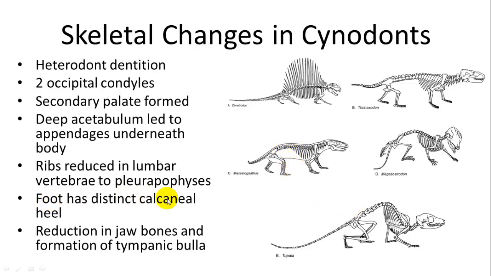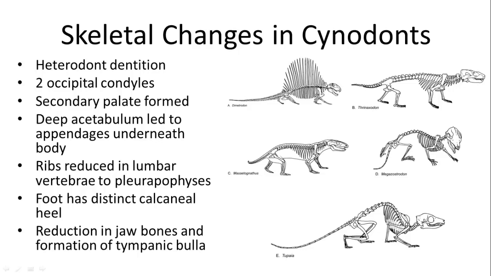You also have a foot with a distinct calcanean heel. That allows for your Achilles tendon to form, again allowing for more running locomotion. Okay, so these mammals are now adapting in their ability to move, to breathe, to eat, and all of these things are connected, which we'll talk about later. They also have a reduction in jaw bones and the formation of the tympanic bulla, which is now a gathering chamber for sound.